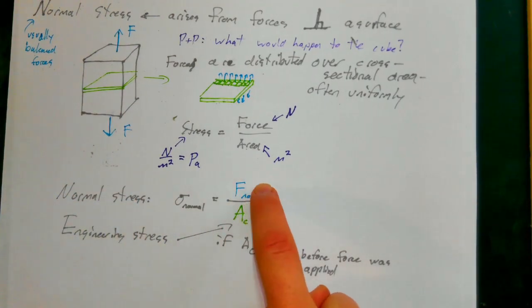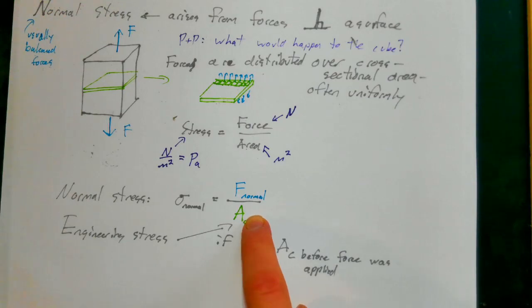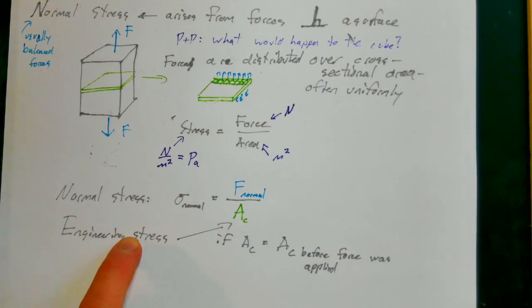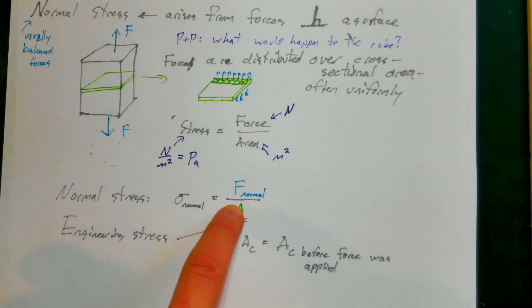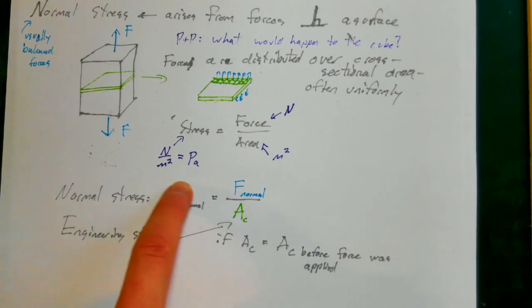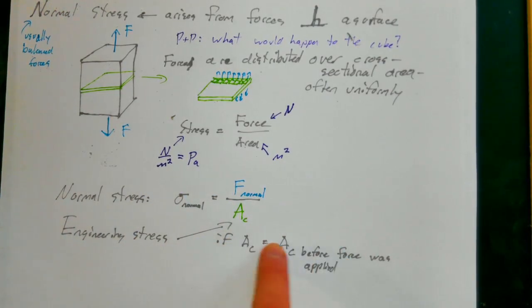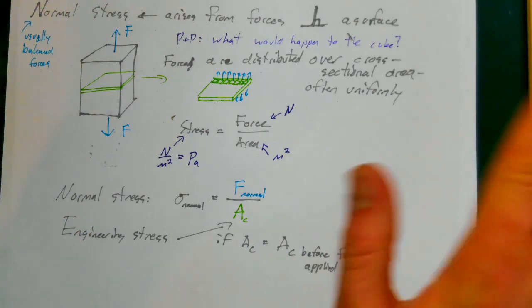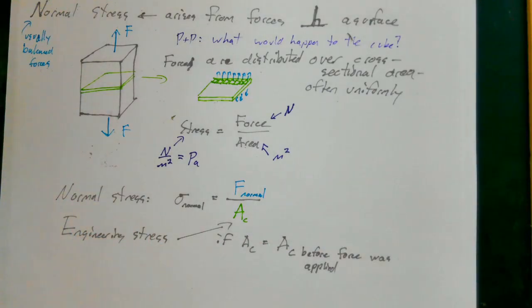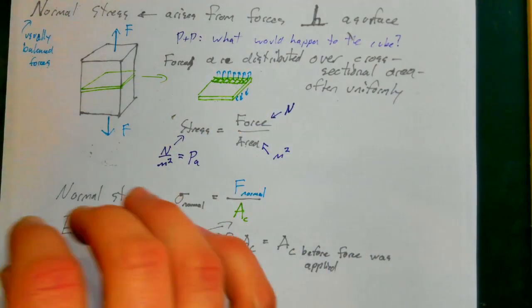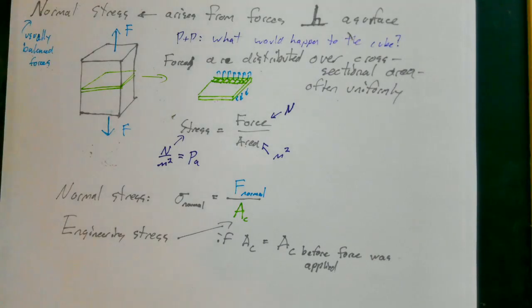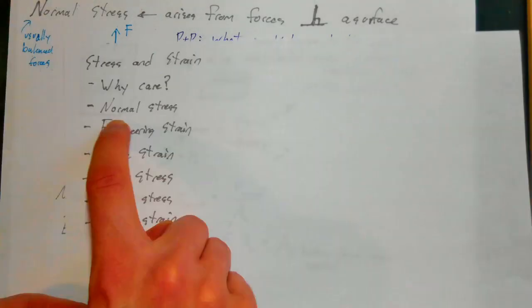Normal stress is a normal force divided by a cross-sectional area, and it's engineering stress if the cross-sectional area you're using for this stress computation is whatever the cross-sectional area was before you applied your forces. All right, so thus concludes our discussion of normal stress.